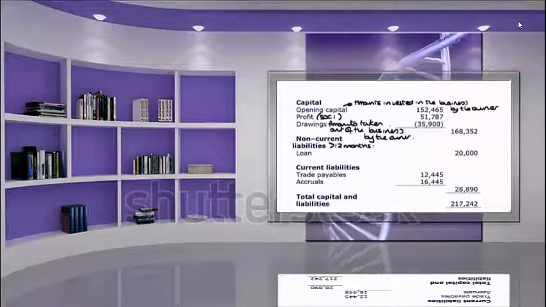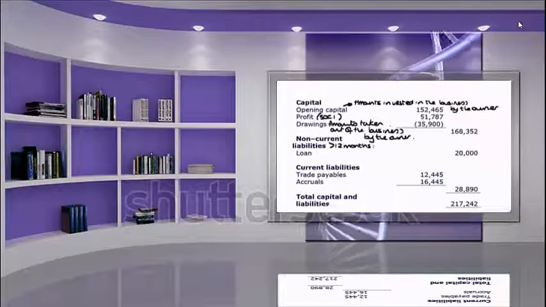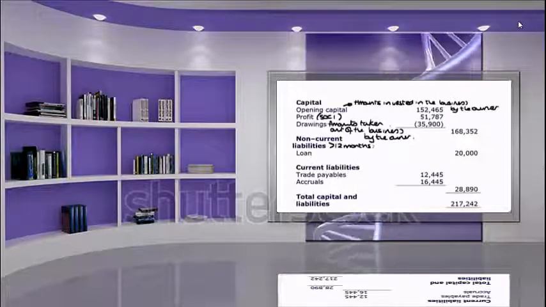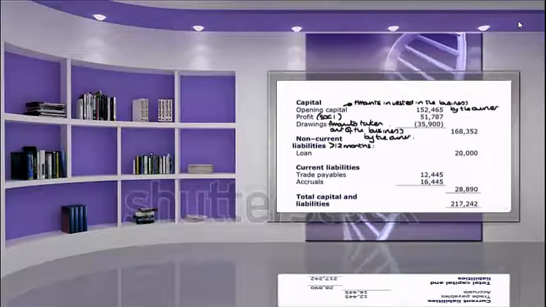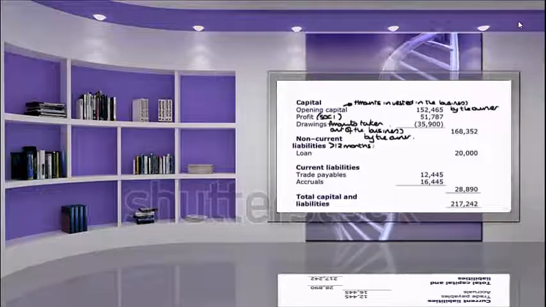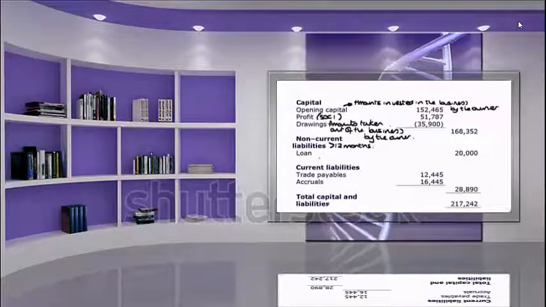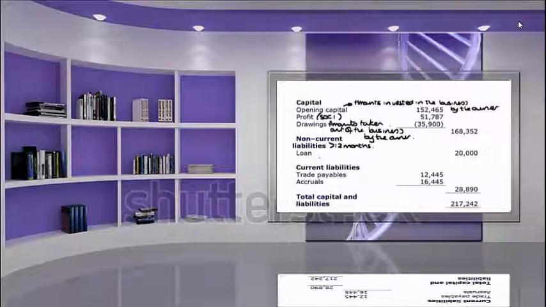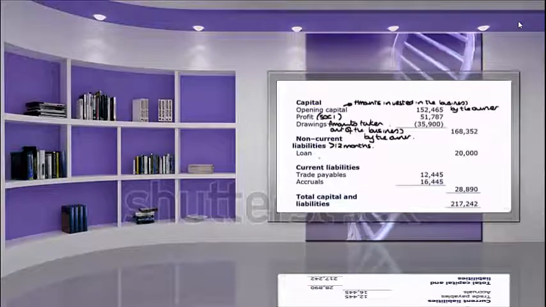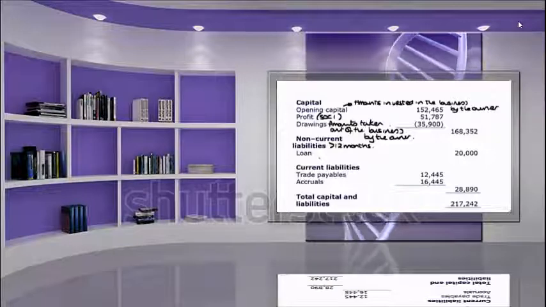So who would you owe money to in the long term? Well, generally that would be a bank loan. Okay, so if you take out a 25-year bank loan, then yes, that will be a non-current liability, because it's due for repayment in full over a period of 25 years. So loans from the bank, we can see there $20,000, there we go. There's not really very many of the non-current liabilities at this level, but loans and mortgages would be typical items that you would see.